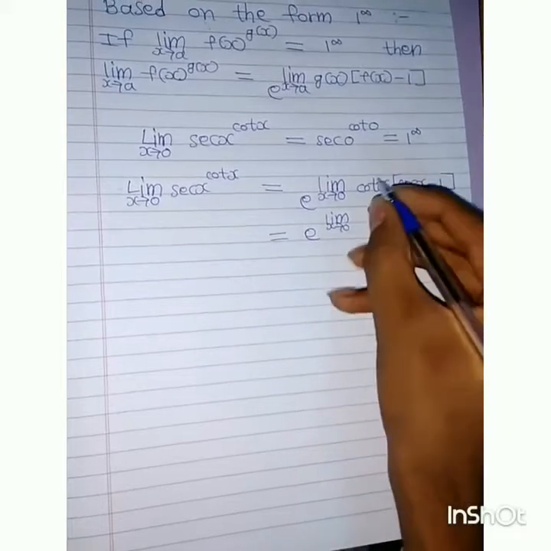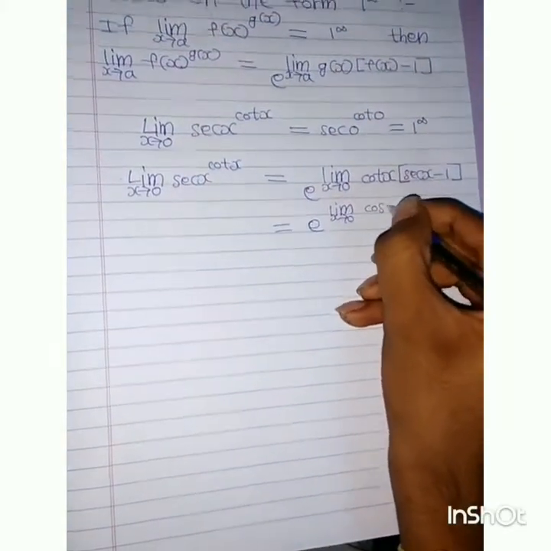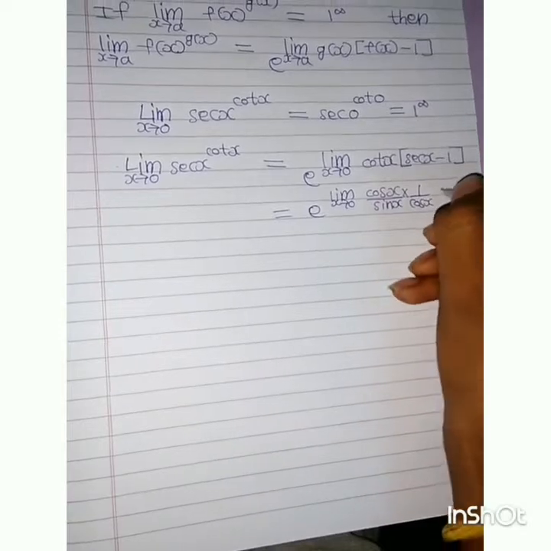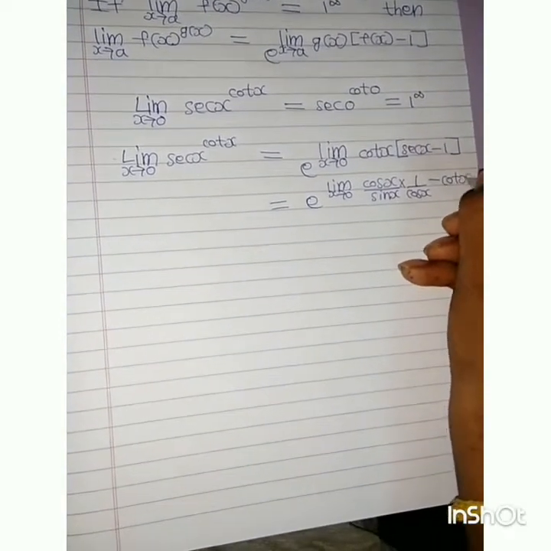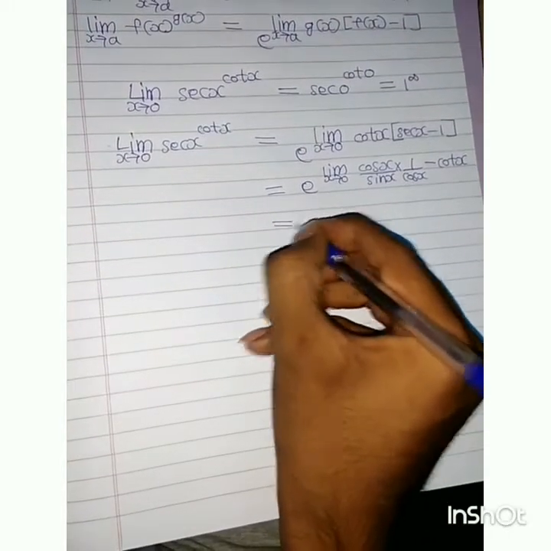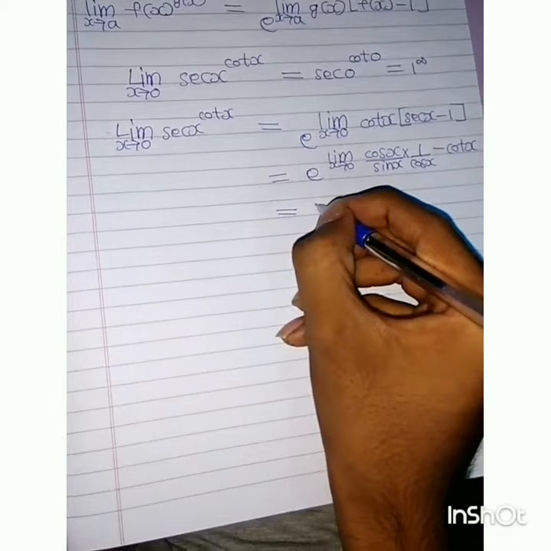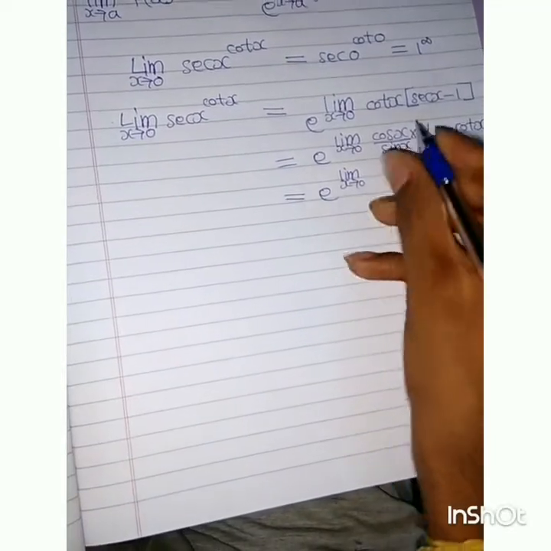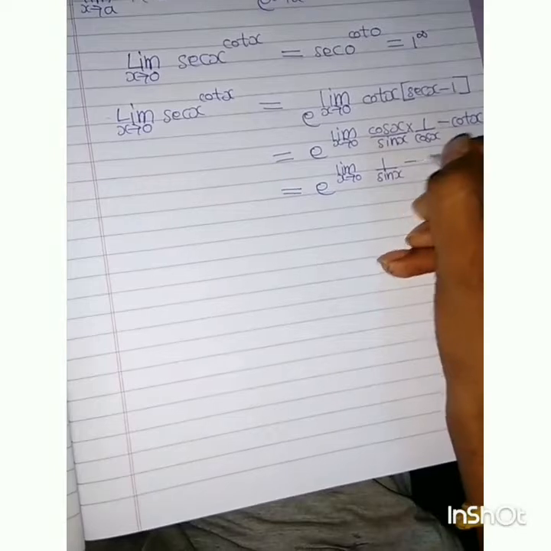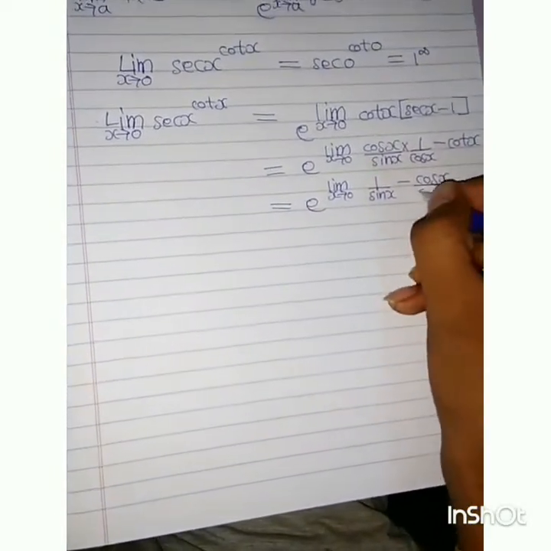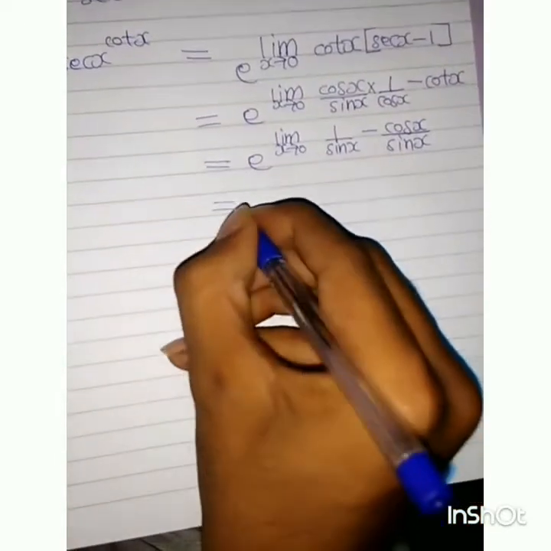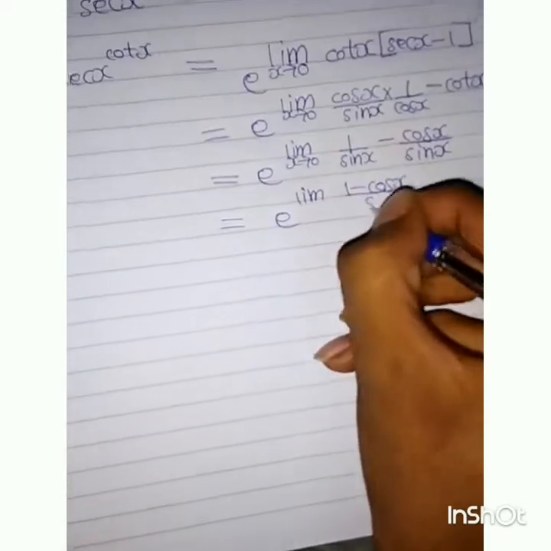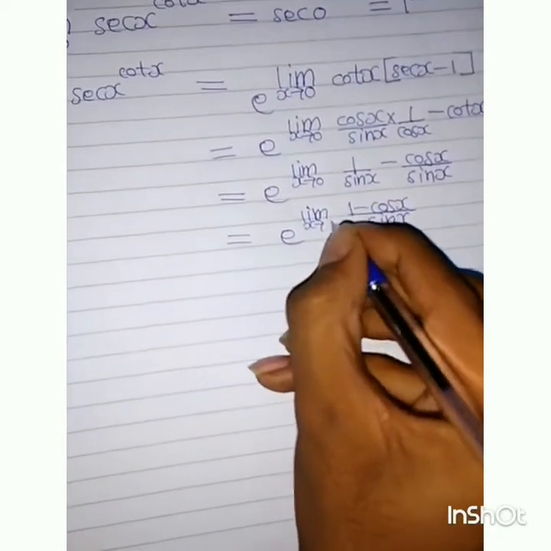Which is equal to e raised to limit of cot x into 1 by cos x minus cot x, which is equal to e raised to limit of 1 by sin x minus cos x upon sin x, is equal to e raised to limit of 1 minus cos x upon sin x as x tends to 0.